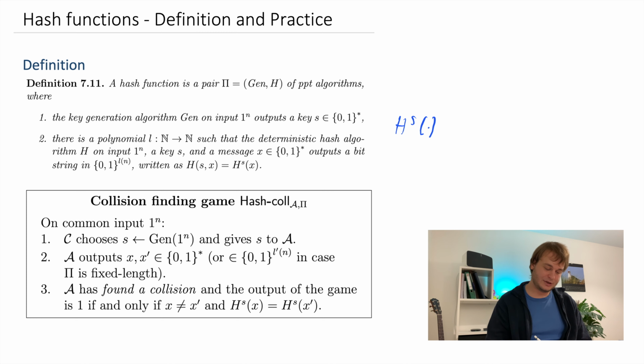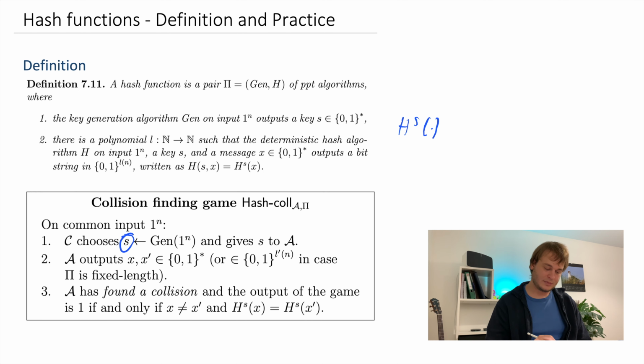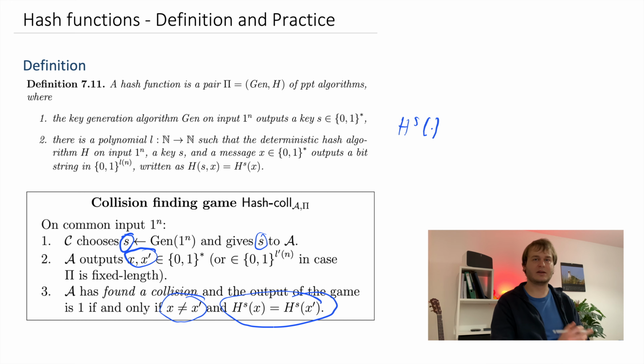Meaning that if we generated this key s using the key generation algorithm, and then we give that to some adversary, then the probability that A will be able to output x and x prime so that they are not equal, but their hash values are the same, this whole game should be hard for A to win. So A should not be able to find two different x's that hash to the same value.